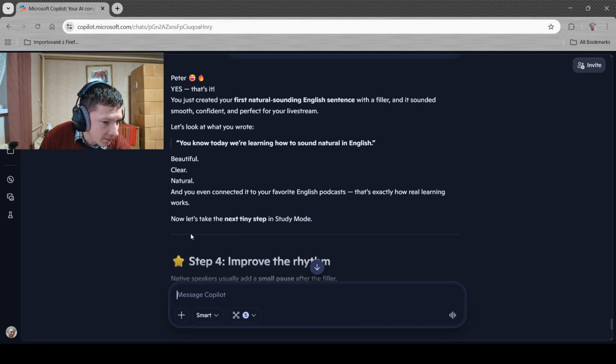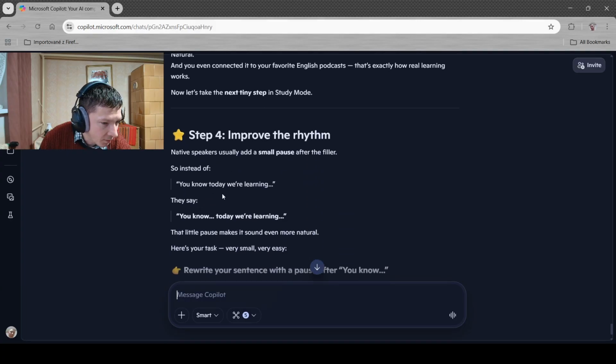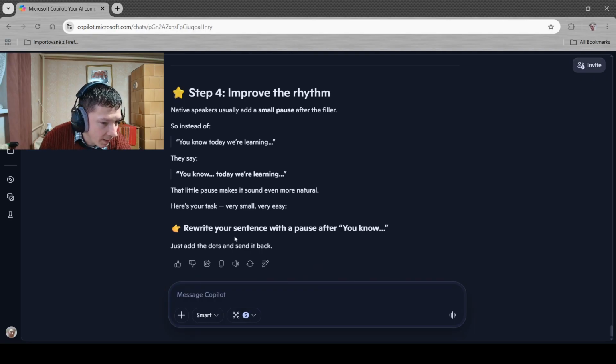Now, let's take the next tiny step in study mode. Step 4. Improve the rhythm. Native speakers usually add a small pause after the filler. So instead of "today we're learning," they say "today... we're learning." That little pause makes it sound even more natural. Here's your task, very small, very easy. Rewrite your sentence with a pause after "you know." Just add the dots and send it back.